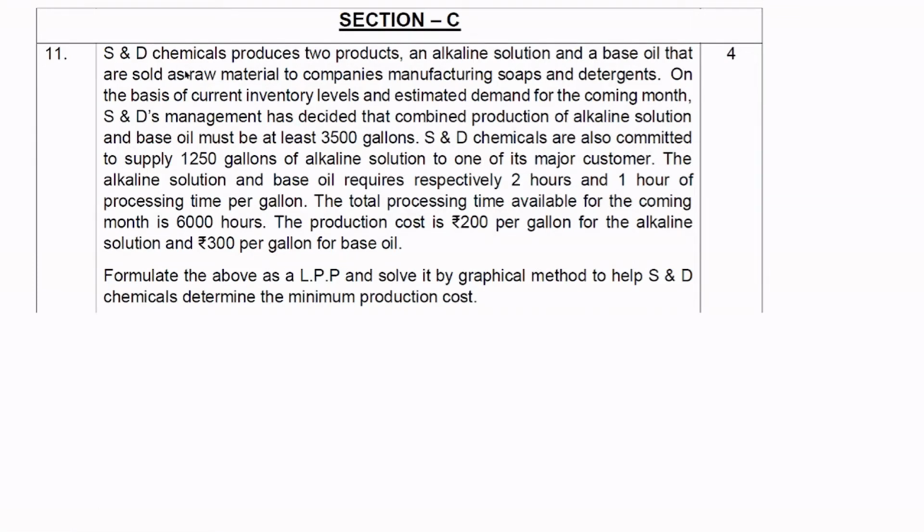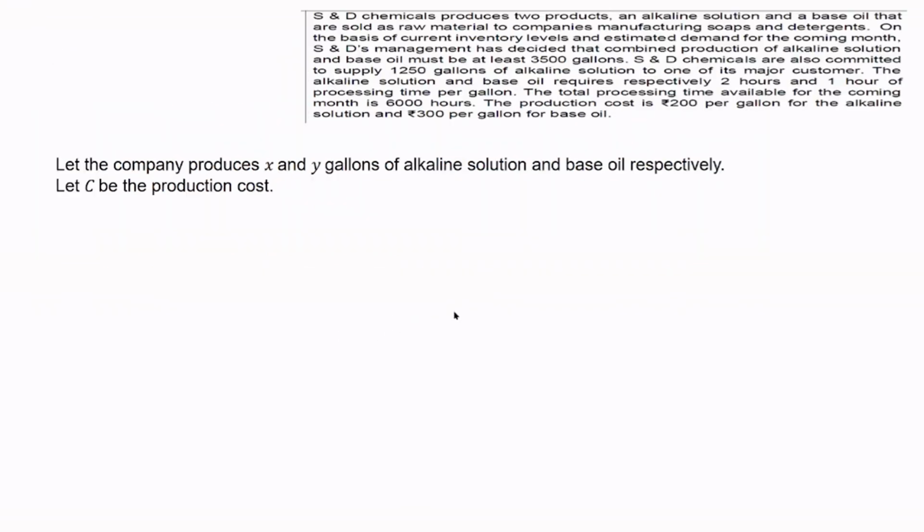So here it is given S&D Chemicals produces 2 products, alkaline solution and base oil, and the various constraints that are required are given here, and the production cost is given. Production cost is Rs 200 per gallon for alkaline solution and Rs 300 per gallon for base oil. We need to help S&D Chemicals determine the minimum production cost. So our objective function is to minimize the total cost. Let the company produce X and Y gallons of alkaline solution and base oil respectively, and let C be the production cost.